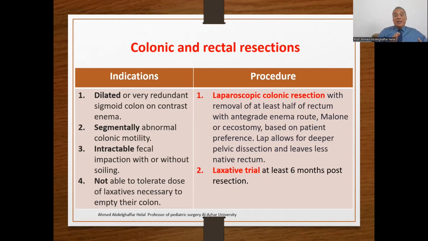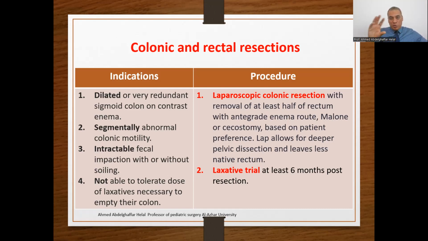The third item is the colonic and rectal resection. We can perform colonic resection and rectal resection, yes, in some cases of the functionally constipated patient, by indication, that is a dilated or very redundant sigmoid in the contrast enema, as we described to you: ascending colon curling down, down, down, then up, up, up, and making loop to loop, or dolichosigmoid.